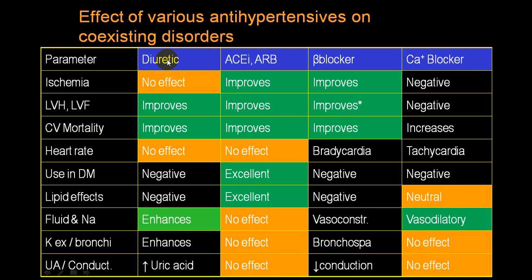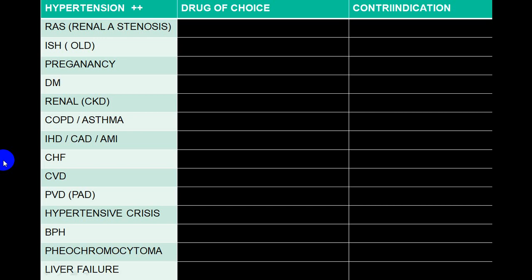And diuretics, particularly hydrochlorothiazide, which increases the uric acid, should not be used in a person who is having hyperuricemia, while losartan is a drug of choice in a person who is having hyperuricemia. So this is a combined slide. I am having another slide.